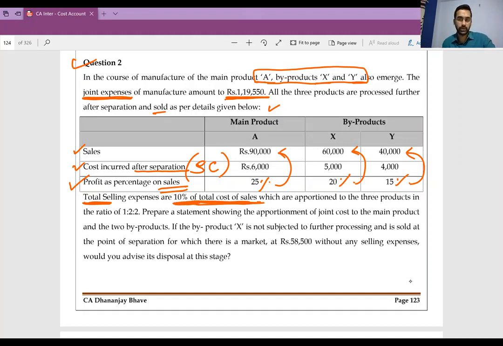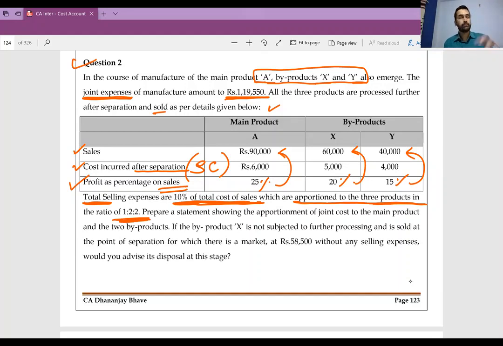If you still remember, in cost sheet class we discussed total cost is also called as cost of sales. Correct? What comes after total cost in the cost sheet? You add profit, you will get sales. In this question, you have sales with you already, you have profit with you, so sales minus profit, you will get total cost. Correct? On that 10% you apply, that is selling and distribution cost. That's what they're saying. This is to be apportioned to 3 products in the ratio 1:2:2.